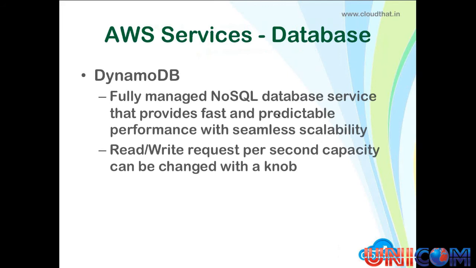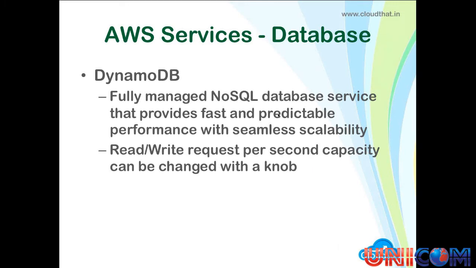All right, so the next set of services are for database, and the fastest growing service in the history of AWS is something called DynamoDB. It's a fully managed NoSQL database service that provides fast and predictable performance with seamless scalability.